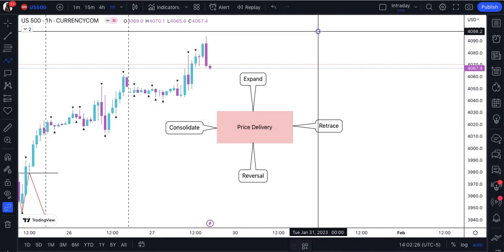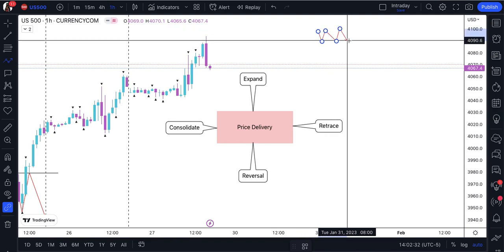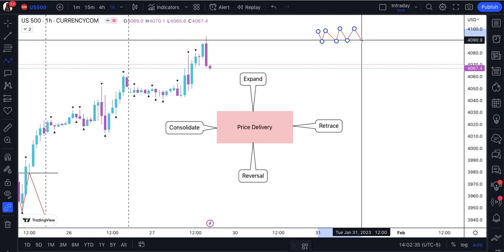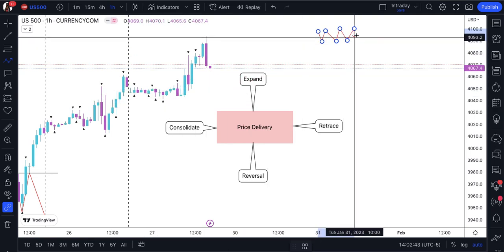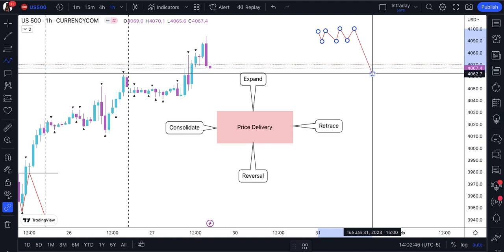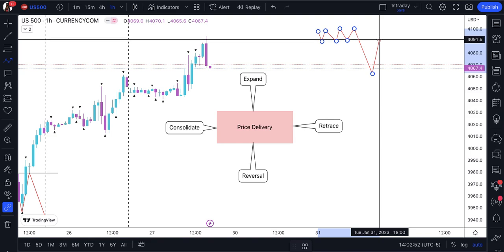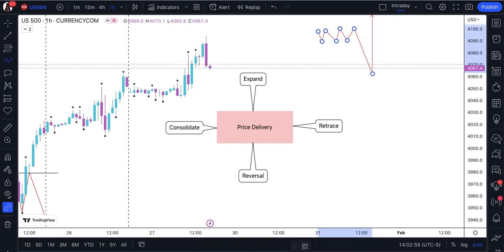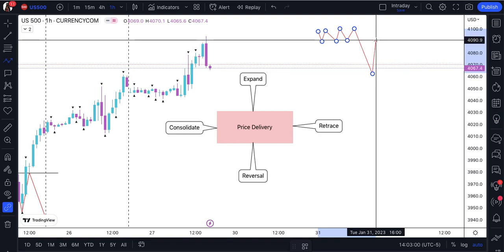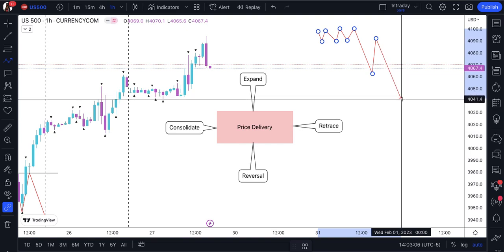So it would look something like this. Consolidation would be consolidating. Price isn't really doing anything. It's just kind of staying in one spot, like this area, right? This is consolidation. Let's just say it expands down. Big move down. Now, it will retrace and then give another expansion down. Or it will reverse, go past this, and just keep going. But now, if it is a retrace, then we should get another leg down.